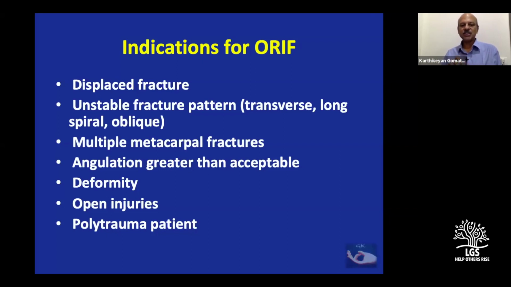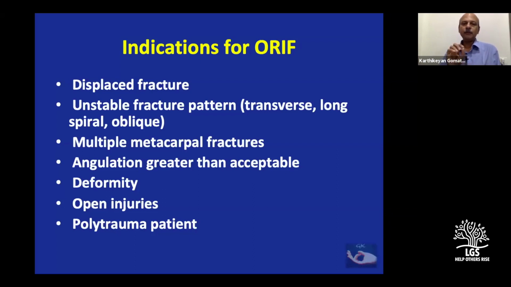Next is angulation greater than acceptable, that we'll see. And deformity and open injuries, as I said, and polytrauma patients, because there may be other more important injuries. So here we need to do an open reduction internal fixation. So basically multiple metacarpal fractures, and sometimes even single metacarpal fractures are involved.